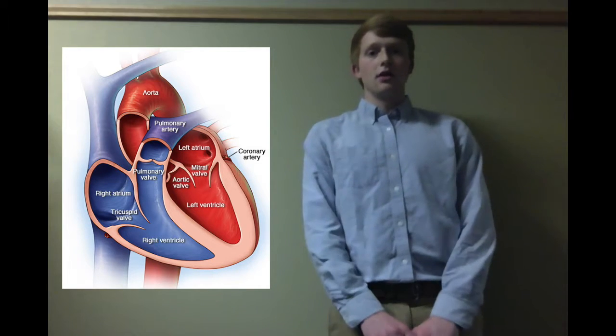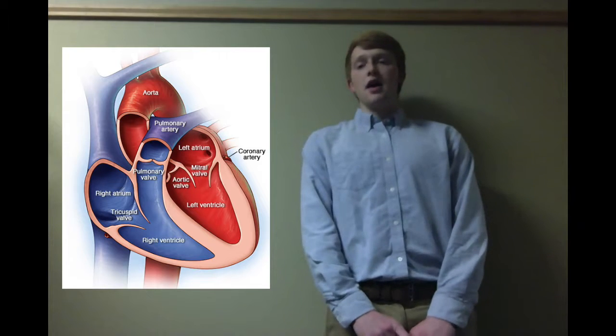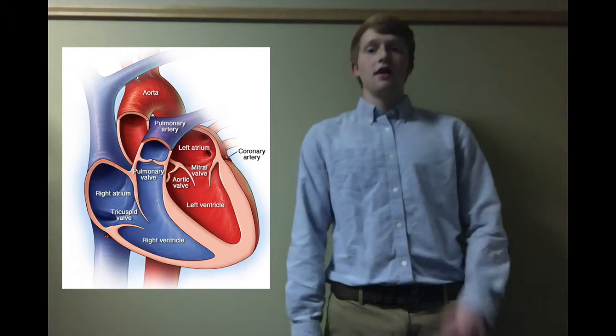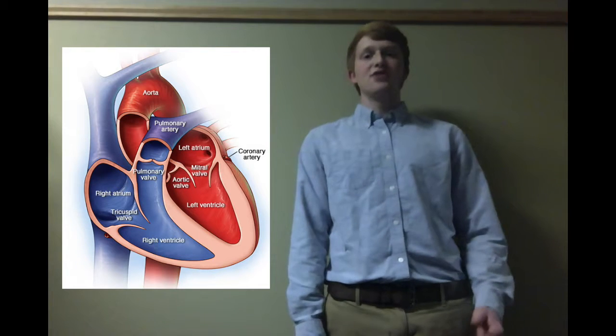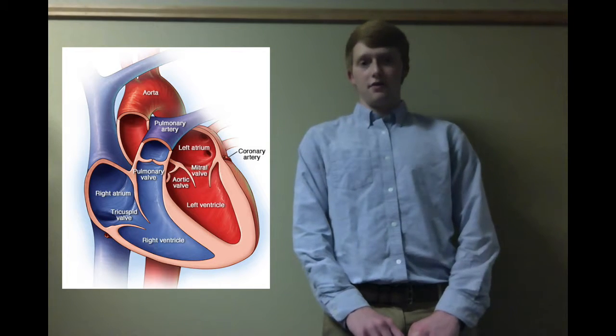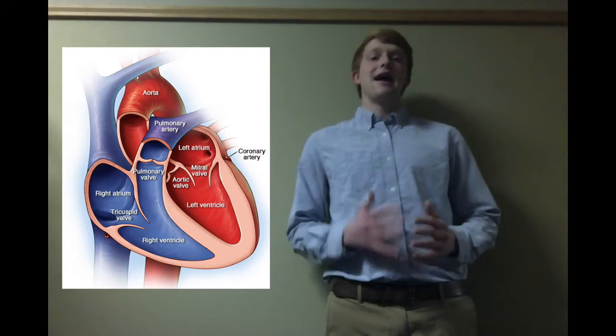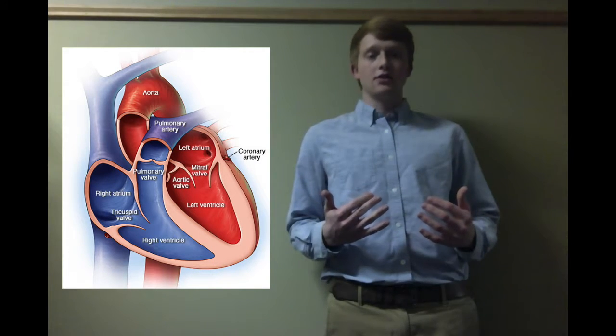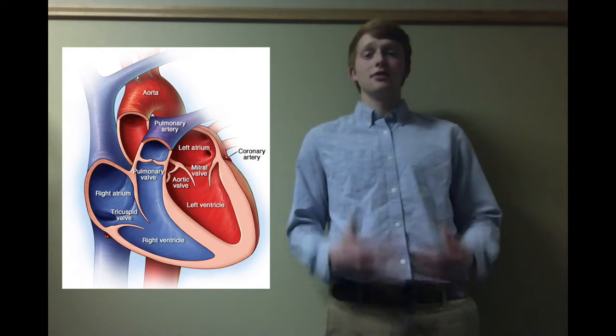The next component of the heart are the heart valves, and there are also four valves in your heart. There is the tricuspid valve, the pulmonary valve, the mitral valve, and the aortic valve. And the function of these valves is they act as sort of a one-way door that prevents the backwards flow of blood. So they really just regulate the flow of blood and make sure it's always going in the right direction.